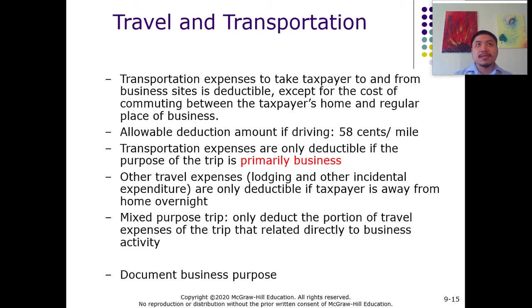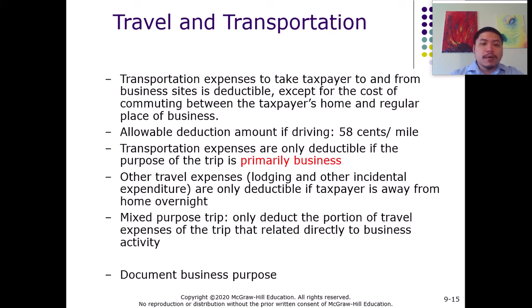But let's say the taxpayer spends 2 days meeting with clients and then 3 days vacationing. Then the transportation expense cannot be deductible, because that trip can now be considered a primarily personal trip, right? But we're going to talk about that example in a little bit.